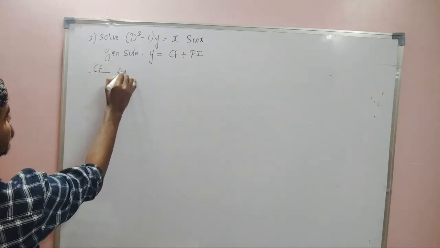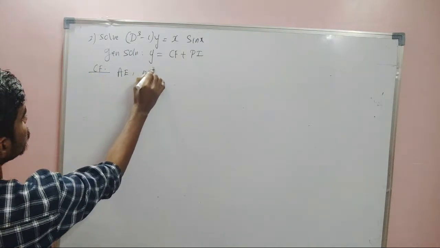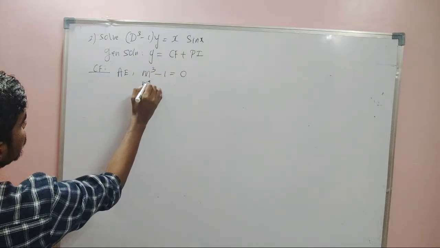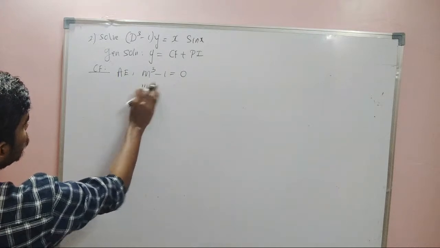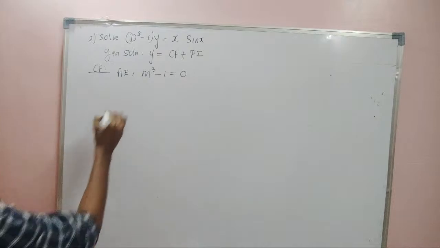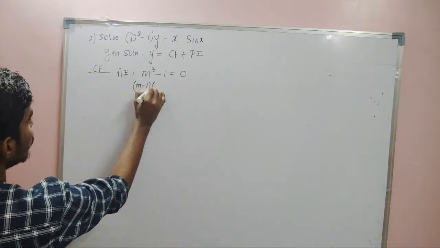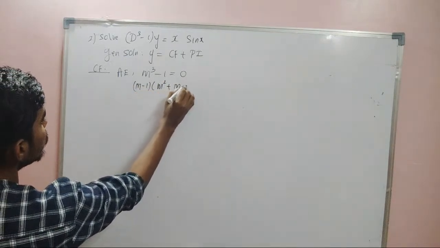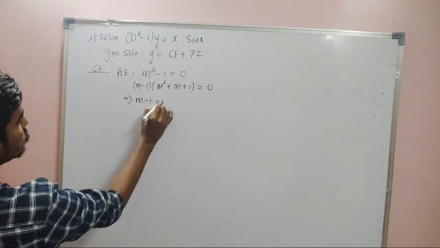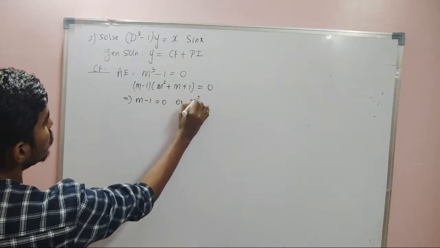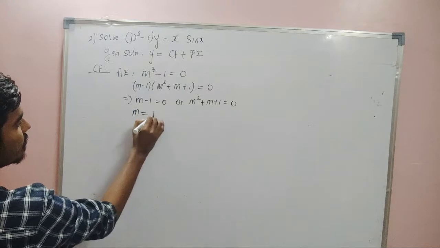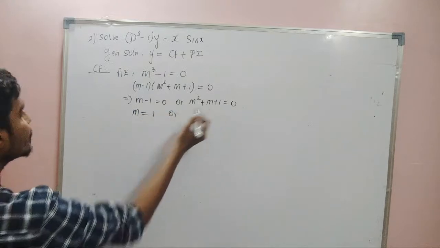That means we need to find the auxiliary equation, which is m cube minus 1 is equal to 0. So you just use the formula a cube minus b cube, which is (a minus b)(a square plus ab plus b square) is equal to 0. So this implies m minus 1 is equal to 0 or m square plus m plus 1 is equal to 0. That means m is equal to 1 or, we just solve this equation.